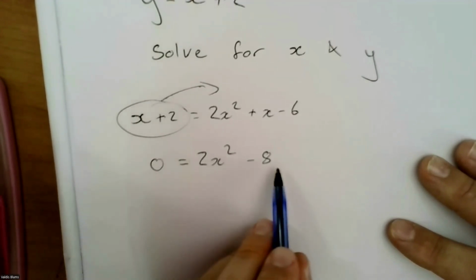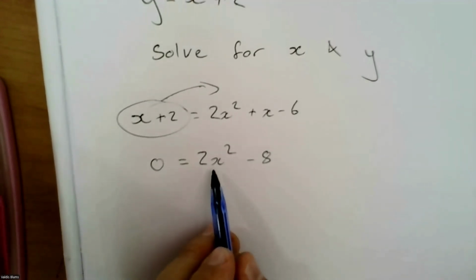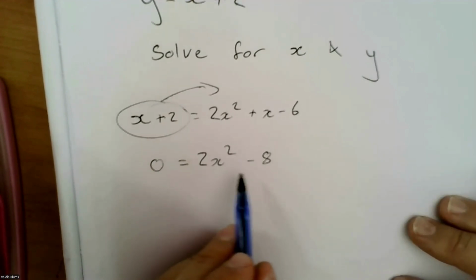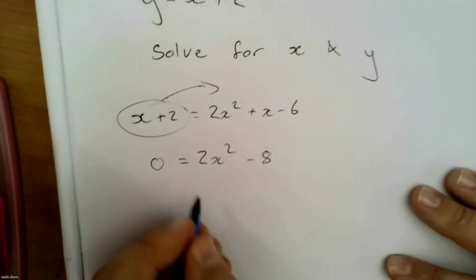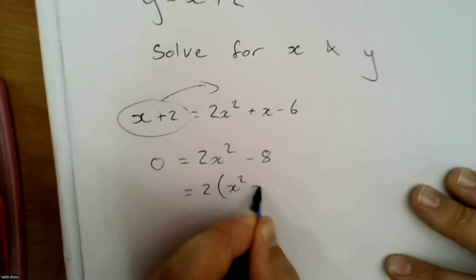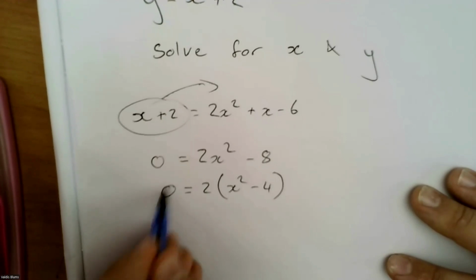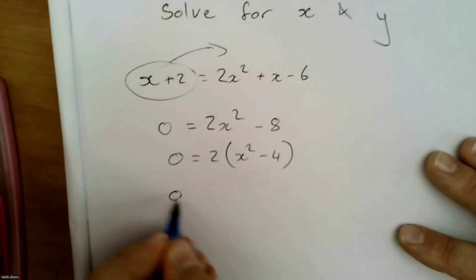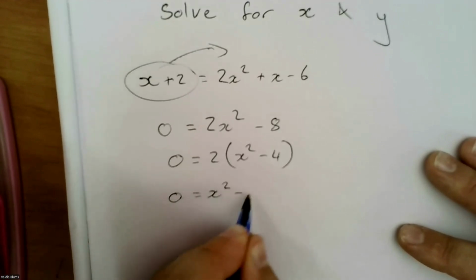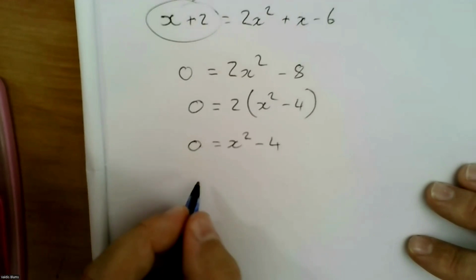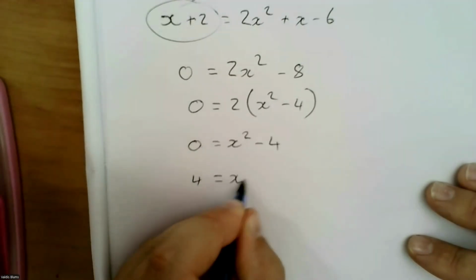Now, we like to keep things as simple as possible. So we have a 2 and an 8. We can factorize out 2 and move it to the other side if we want. So this could be 2x squared minus 4 equal to 0. And then when you divide both sides by 2, that 2 just disappears. 0 is equal to x squared minus 4. And then we move the 4 over to the other side. So 4 is equal to x squared.